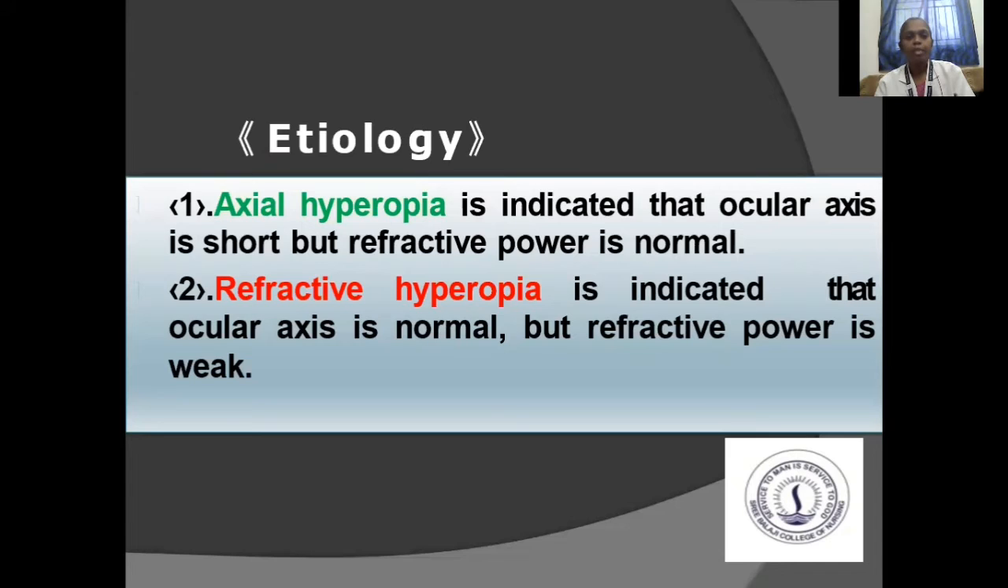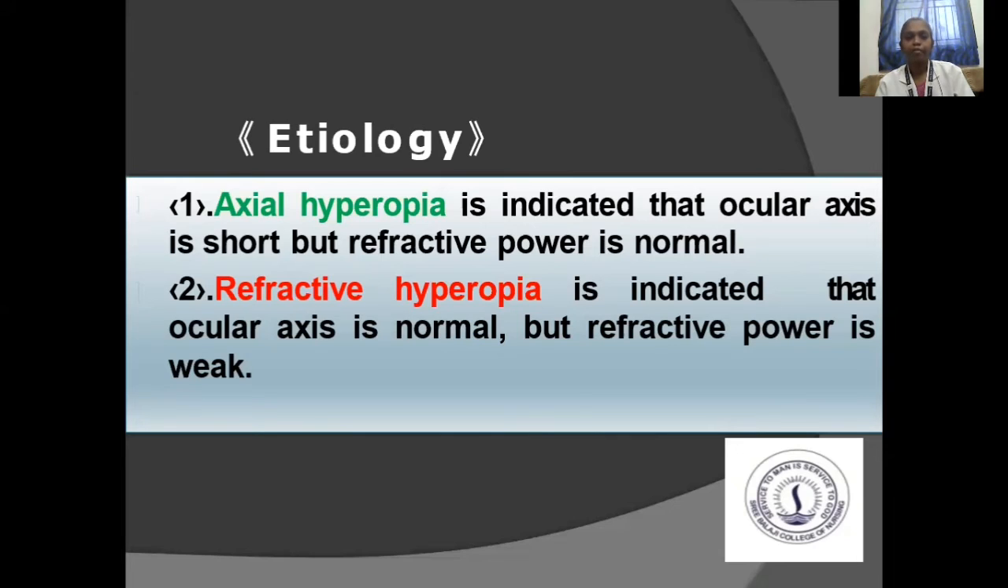Here the common etiology for hypermetropia is axial hyperopia or refractive hyperopia. In axial hyperopia, the ocular axis is short, but refractive power is normal. But in refractive hyperopia, the ocular axis is normal, but refractive power is weak, just opposite to each other.